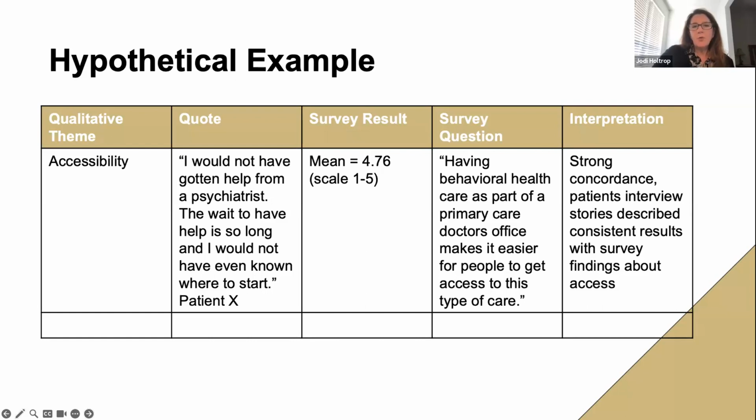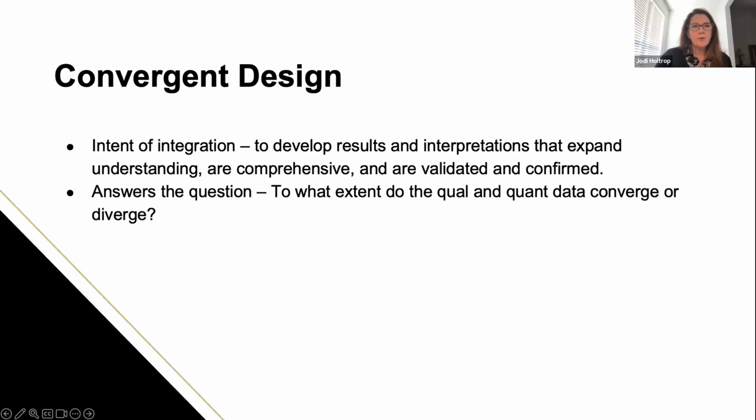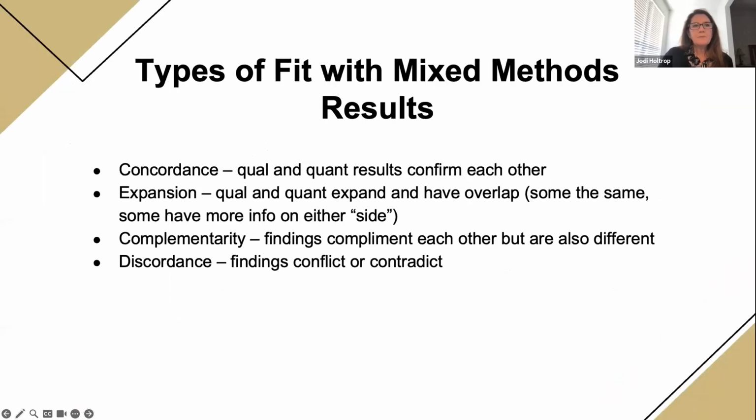You can end up where there is discordance. So the intent of the integration is to develop the results and interpretations and then really expand your understanding. And so you're really asking the main question, do they say the same thing or do they say something different? So your types of fit with mixed results are concordance, expansion, complementarity, or discordance. Concordance just simply means convergence, or not convergence. But we often use concordance and discordance when findings are the same or different.